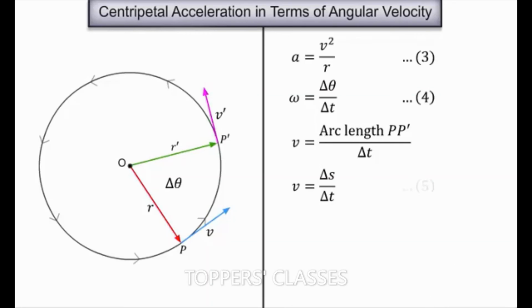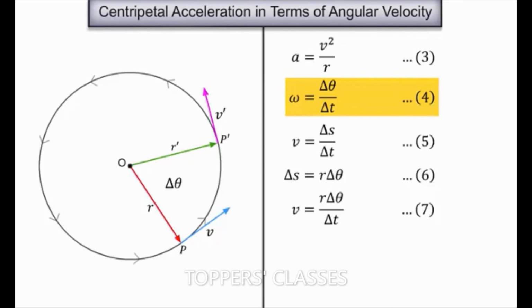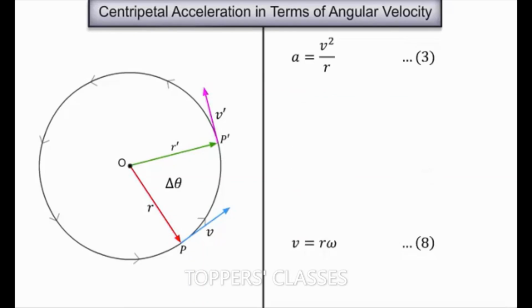Substituting 6 in 5, we get v is equal to r delta theta by delta t. Let this be equation 7. Substituting 4 in 7, we get v is equal to r omega. Let this be equation 8. Now, substituting equation 8 in 3, we get centripetal acceleration a c is equal to omega square into r. Now let us find the centripetal acceleration in terms of frequency.